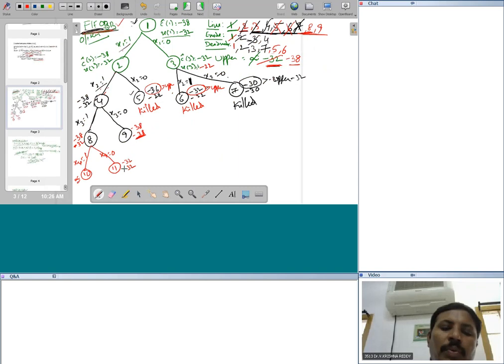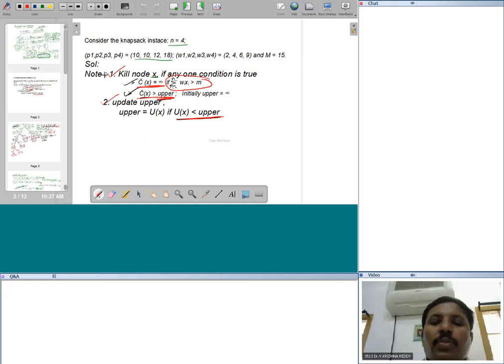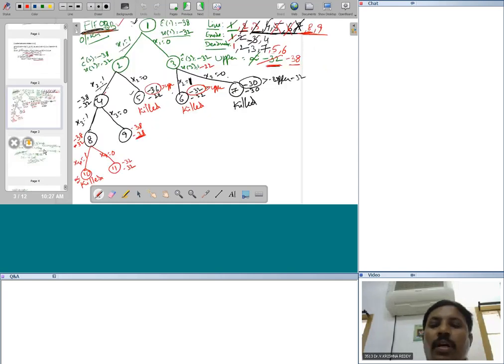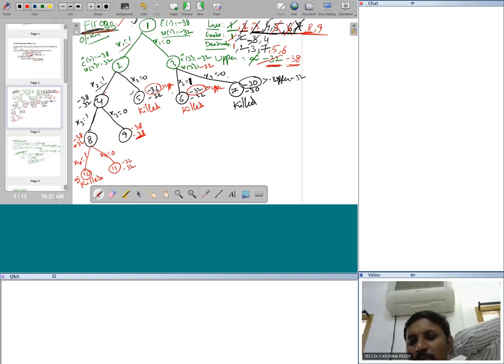If in any situation the C cap value is infinity, that node is always a killed node, because of the bounding function. In the bounding function, the killing condition is that any node with C cap of x equal to infinity is always killed. Then please cross check after this node generation whether it is possible to update upper or not. Is U cap of x less than minus 38? No, minus 32 is not less than minus 38. That's why updating upper is not possible.